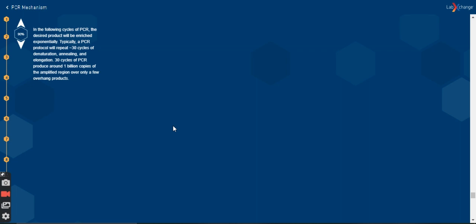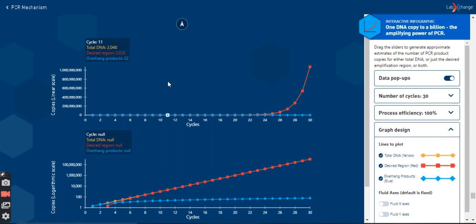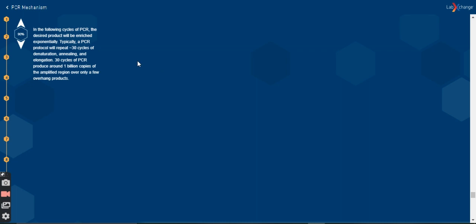In the following cycles of PCR, the desired product will be enriched exponentially. Typically, a PCR protocol will repeat 30 cycles of denaturation, annealing, and elongation. 30 cycles of PCR produce around 1 billion copies of the amplified region over only a few overhang products.